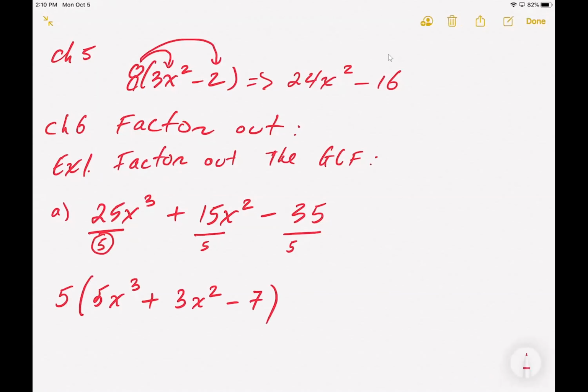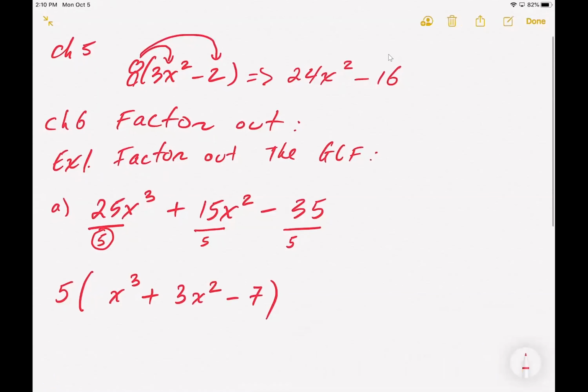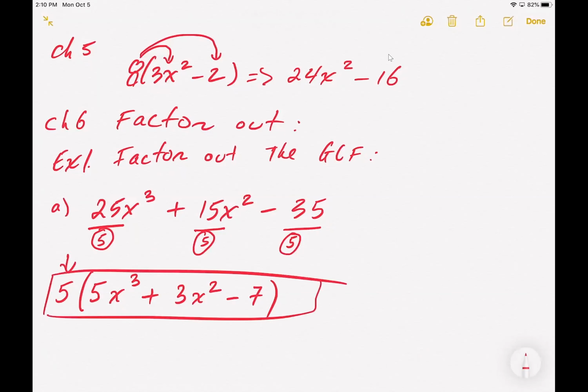Ladies and gentlemen, this is all we're doing: we factor them out, we do not throw them away. Factoring is basically a divider, but instead of throwing the divider out, whatever the common divider is, we just bring it to the outside. And this is our answer. Our answer will be 5 open parentheses x to the third plus 3x squared plus 7.